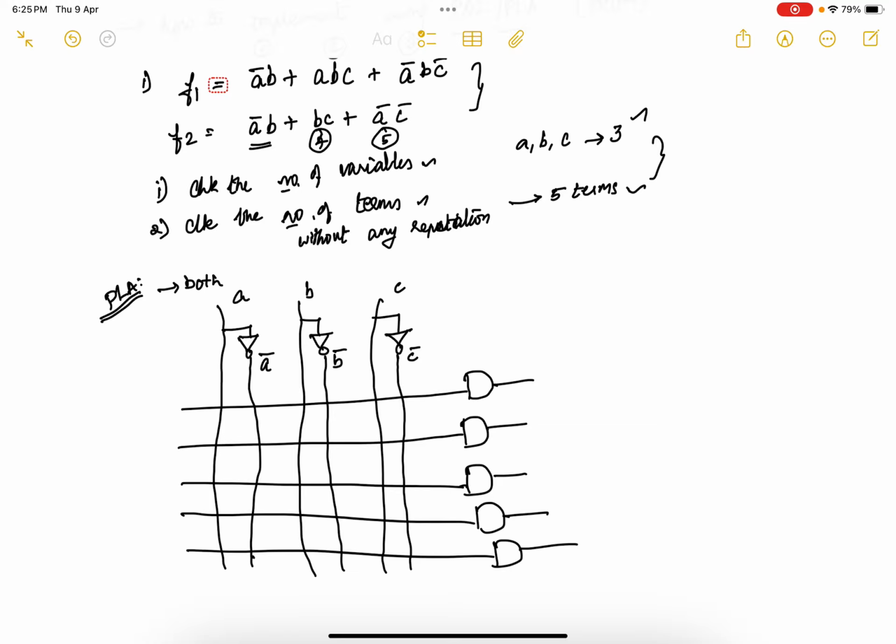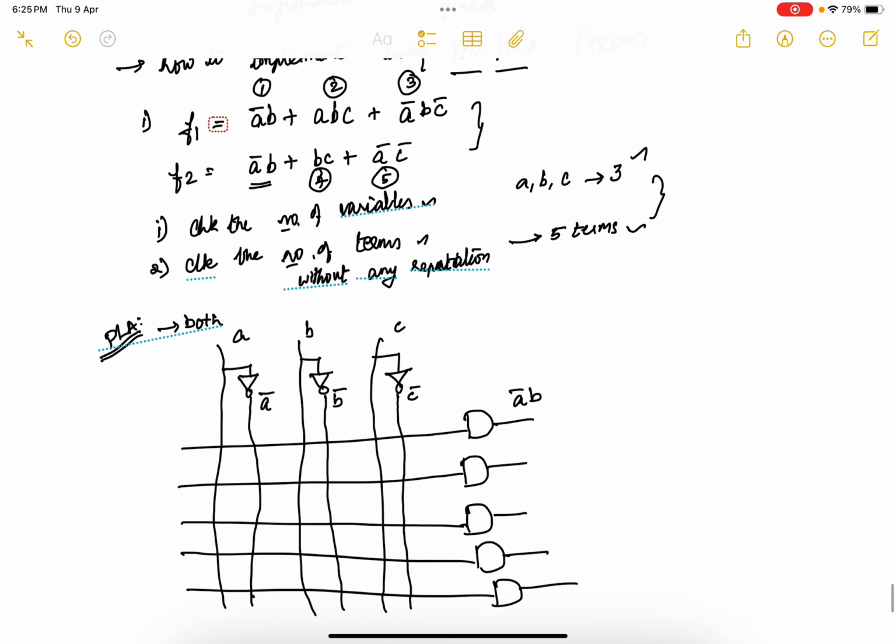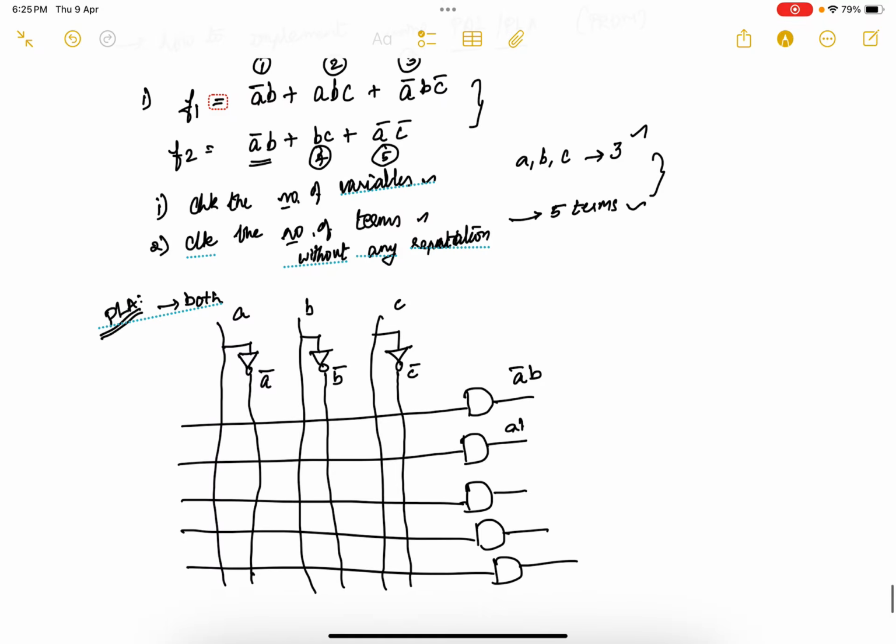Then you fix each and every term. The first term is A bar B. The second term is A B C. The third term is A bar B C bar. The fourth term is B C. Without repetition I am writing. And the fifth term is A bar C bar.